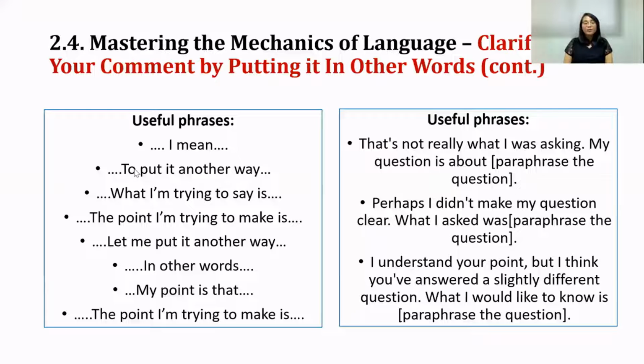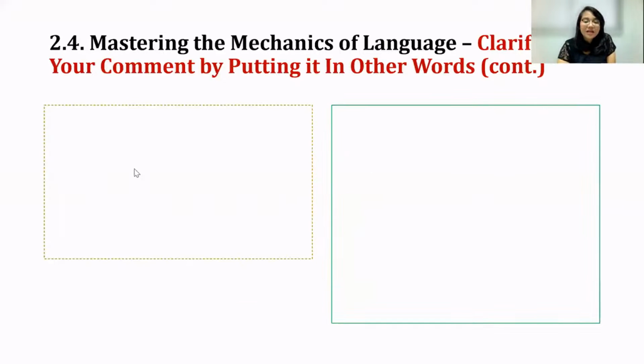So there are 11 phrases that we can use to clarify our comment by putting it in other words or in a different way, right? Without putting it in a different way or in other words, we're not clarifying our comment. We're just repeating it without making changes that may be helpful for our speaking partner to understand it more clearly. Please do it again.